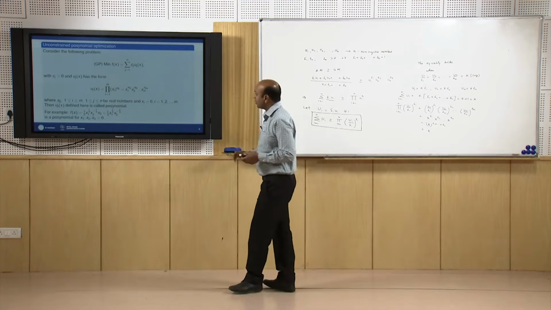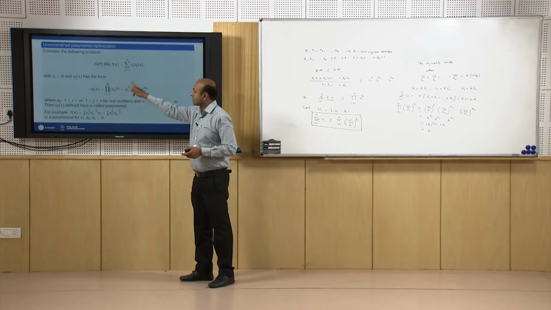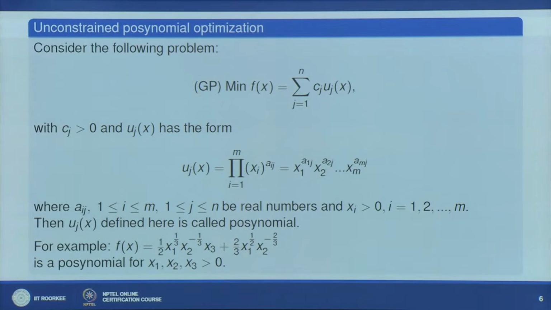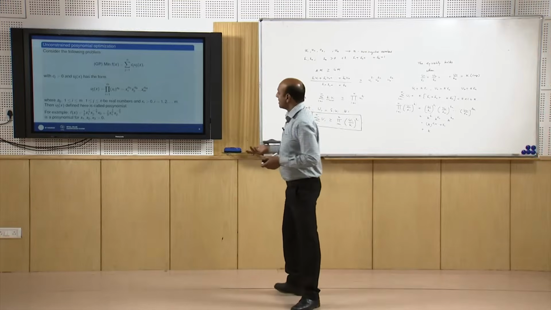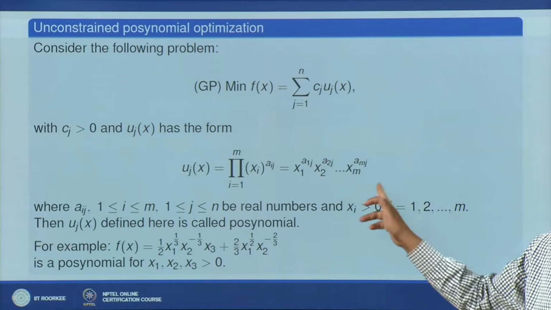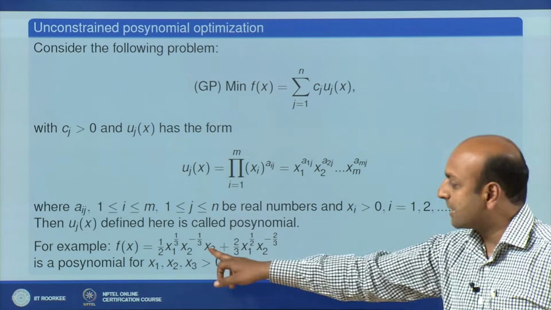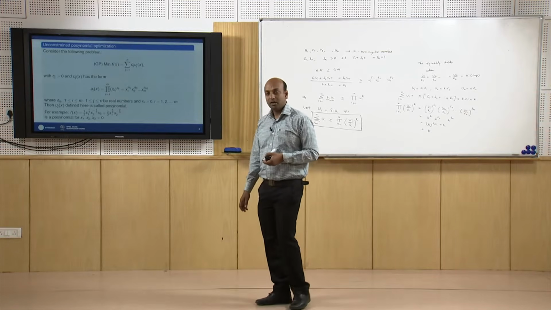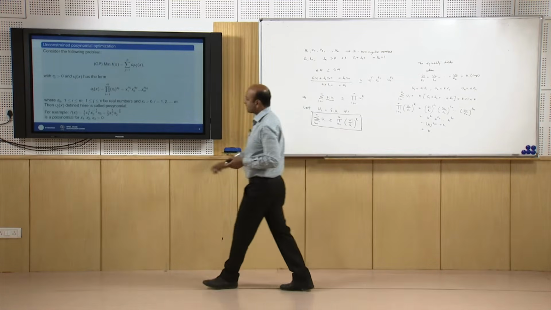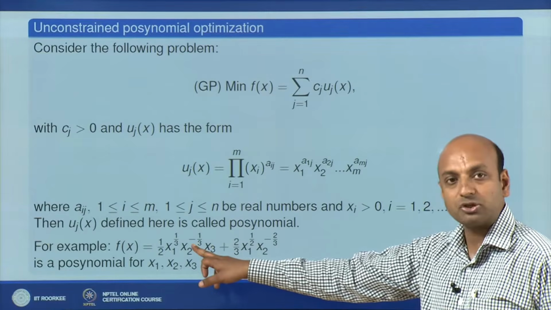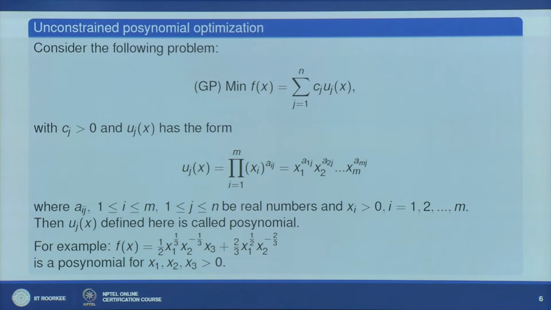Now, this type of expressions we call as posynomials. This word is derived from polynomials. We are calling it posynomials because this may take fraction power also, maybe negative power. For example, we have this type of expression: function f(x) is equal to 1 by 2 x1 raised to power 1 by 3, x2 raised to power minus 1 by 3, it is a posynomial, into x3. It is again a posynomial, and sum of two posynomials is again a posynomial. So, it is a posynomial for x1, x2, x3 strictly greater than 0.